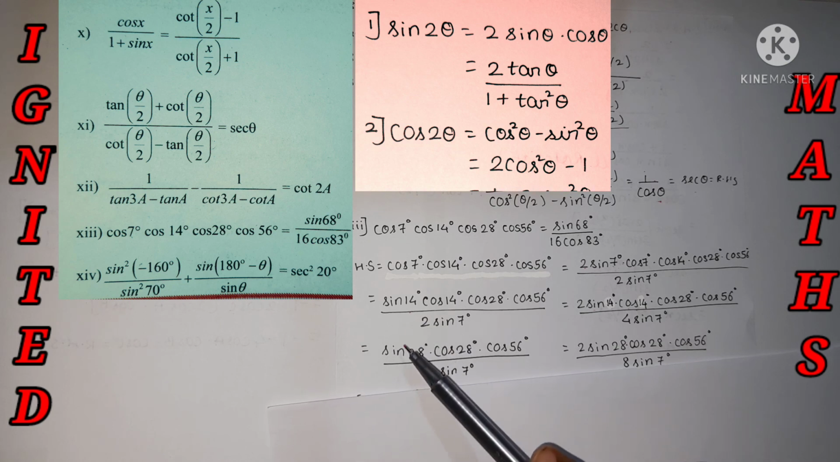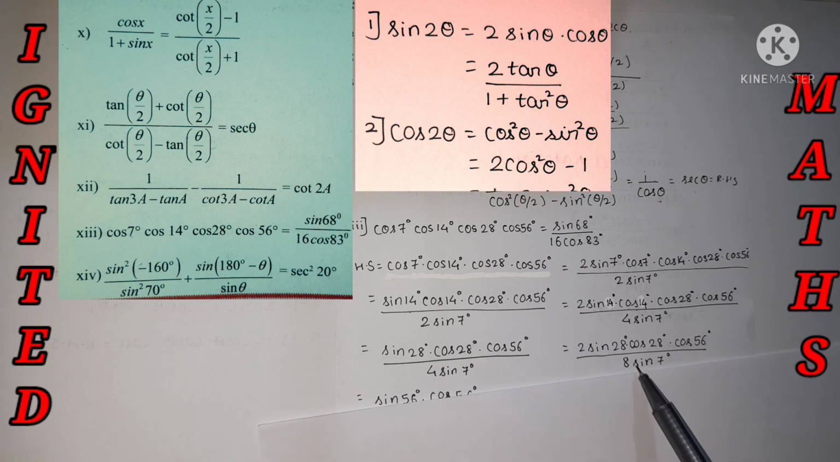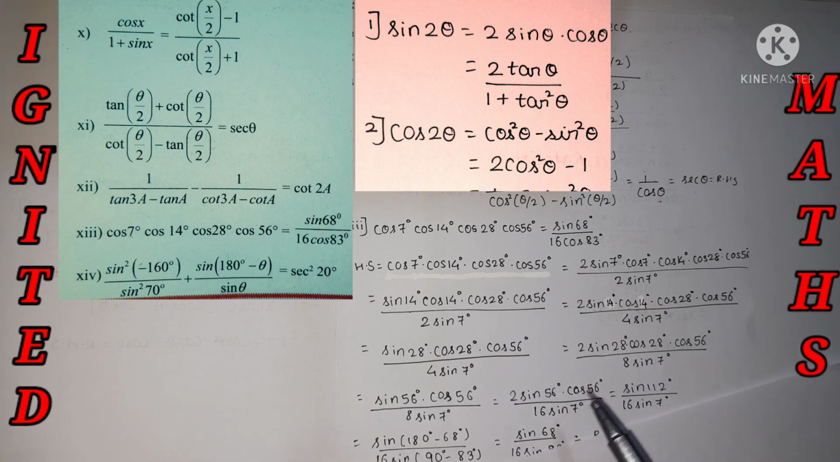Now again, we can use the formula of sin 2 theta. So multiply and divide by 2. Yes, I have done it. So 4 2s are 8. And over here also, it's nothing but the sin 2 theta formula we can apply. It's nothing but sine of 56 degree, and over here also we have 8. Multiply and divide again by 2. Again, we can use the formula of sin 2 theta. It's nothing but 56 into 2, that is 112 degree, divided by 16 sin.